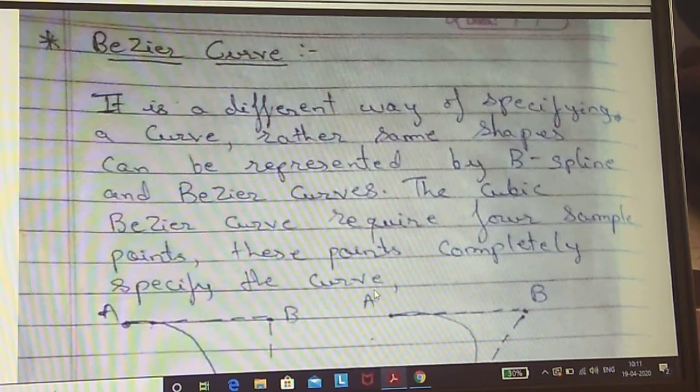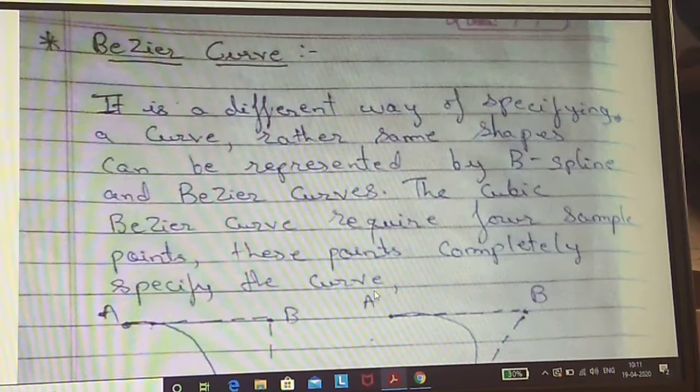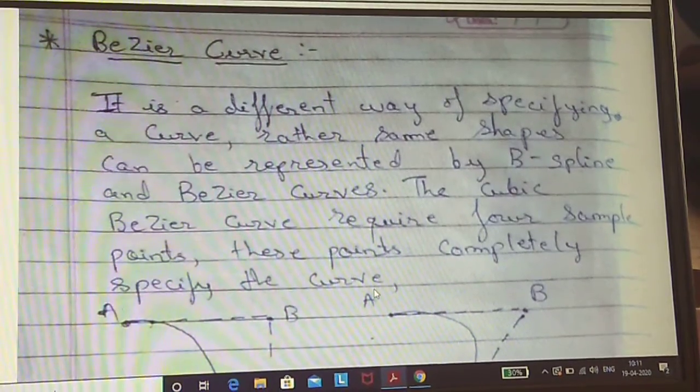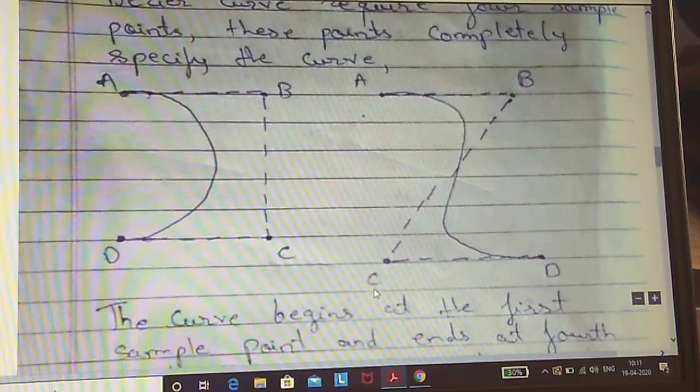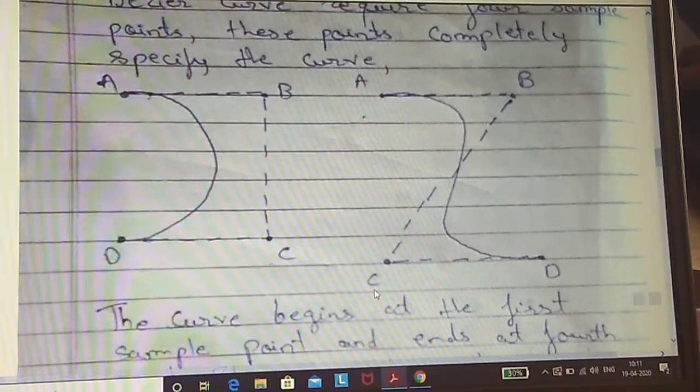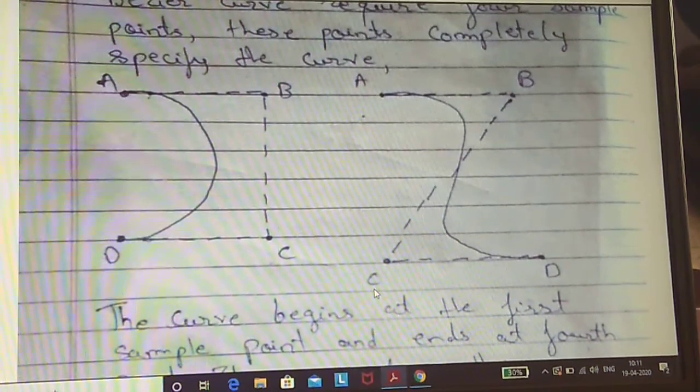The cubic Bezier curve requires 4 sample points. These points completely specify the curve. Now we'll see this with example. Now this figure shows sample Bezier curves, we can say.